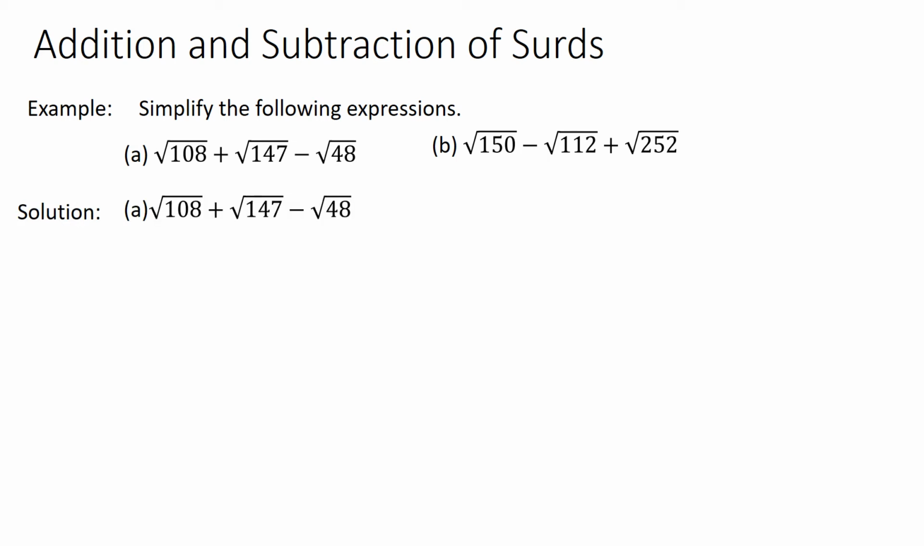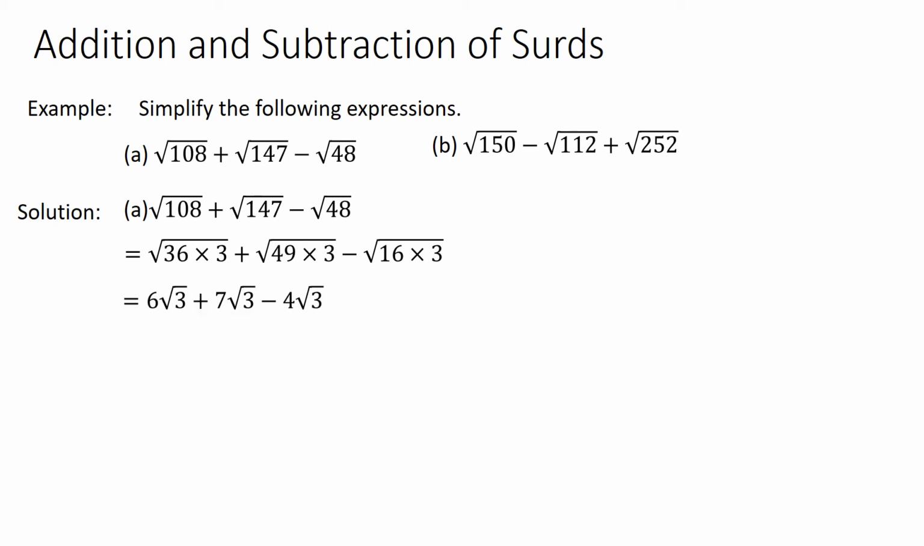Here is the solution. For A, surd 108 can be written as surd 36 times 3. Surd 147 can be written as surd 49 times 3. Surd 48 can be written as surd 16 times 3. And it can be simplified as 6 surd 3 plus 7 surd 3 minus 4 surd 3. The surd factor is surd 3. Therefore, it can be written as (6 plus 7 minus 4) surd 3, and the answer is 9 surd 3.